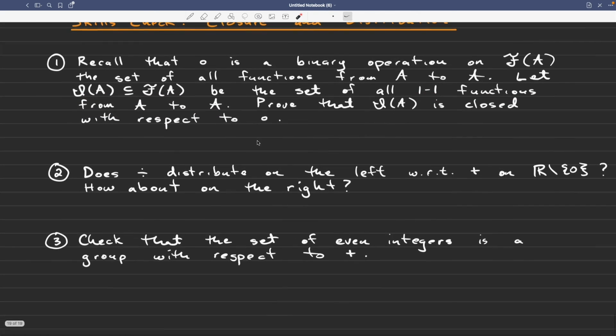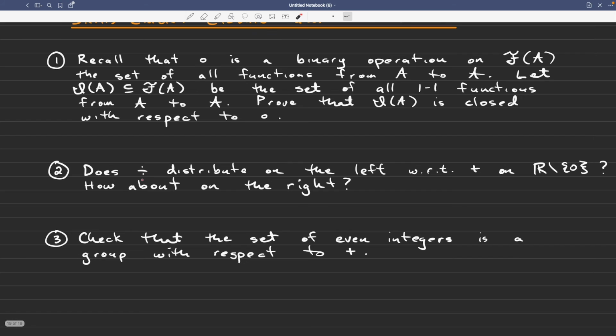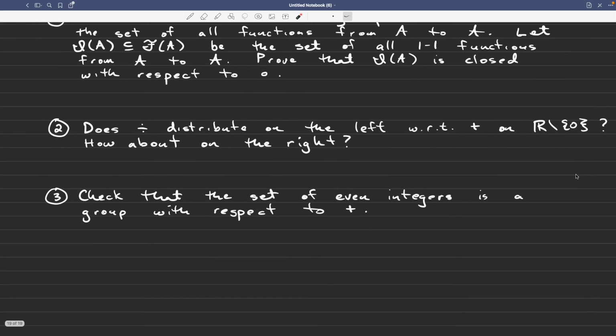Second problem: does division distribute on the left with respect to addition on the set of real numbers minus 0? And then how about on the right? So I want you to check left and right distribution of division over addition. Third problem: check that the set of even integers forms a group with respect to addition. Press pause on your video and take some time to think about these problems, and when you're done, unpause and we'll work through them together.